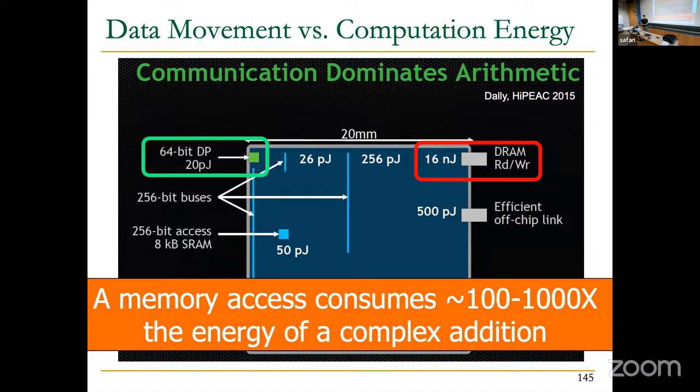So it's almost 1,000 times more expensive to bring the two values that I need to operate on from memory to the processor than performing the addition or the multiplication that I want to do with these two numbers. So that I think is a pretty good motivation to study processing-in-memory techniques.